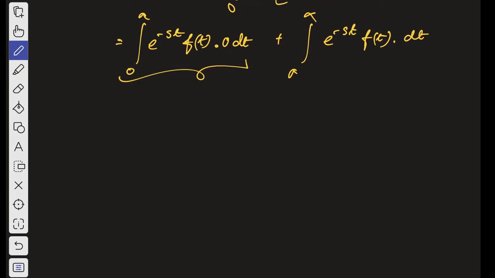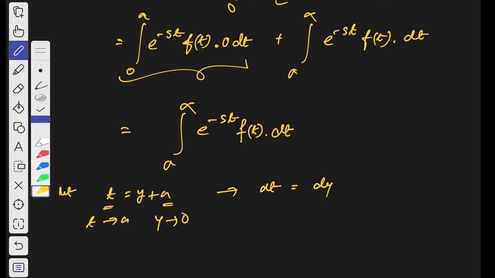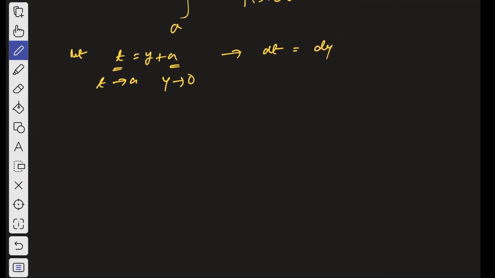That's what you will get. So hope you have understood this. Now this whole thing becomes 0. So let me scroll down. We are left with the integral from a to infinity of e to the power minus st f of t dt, right? Now again we need to do substitution. Let t be equal to y plus a. Then dt will be dy, and as t tends to a, y tends to 0, because only when y is equal to 0 can t be equal to a, right? Hope you have understood this.